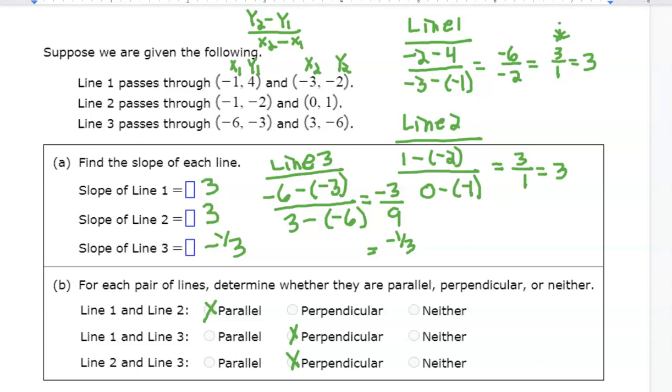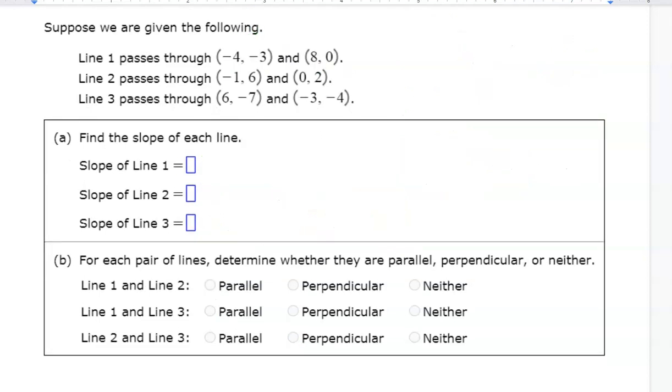Last example. So at this point, you should be feeling pretty good about calculating the slope through these points. So go ahead and pause the video now and calculate the slopes. When you come back, I will show you the answer. So pause the video now and calculate your slopes of lines 1, 2, and 3.